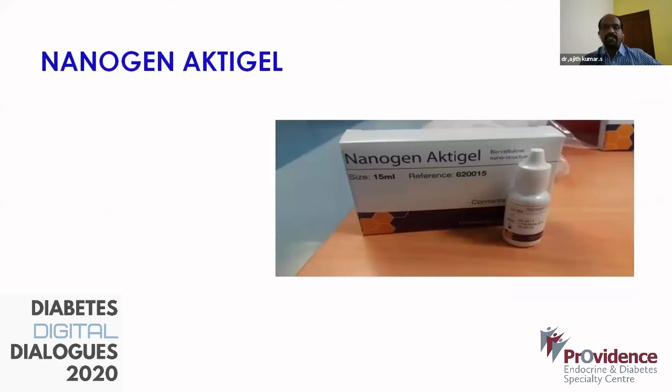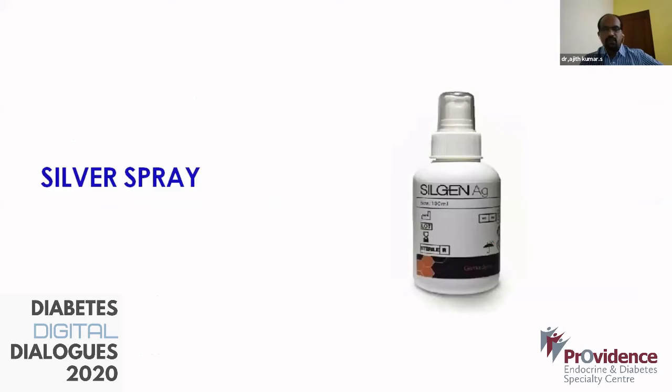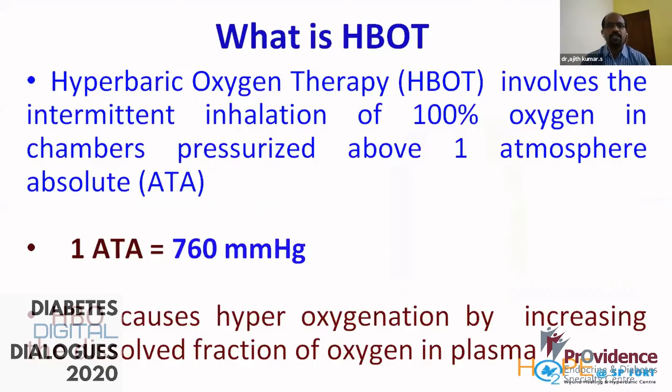This is the Nanogen Actigel. It is obtained from a plant extract. It is very useful as the literature says. You can use a Silvergen spray. This is again very good in preventing infection and helps in promotion of granulation tissue.